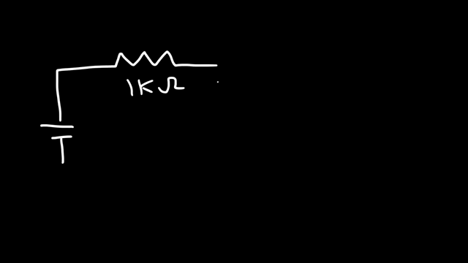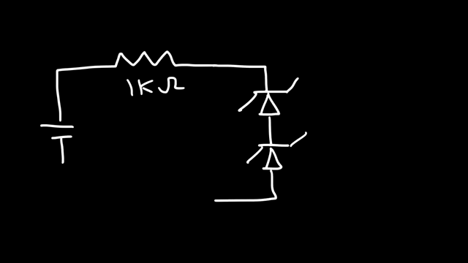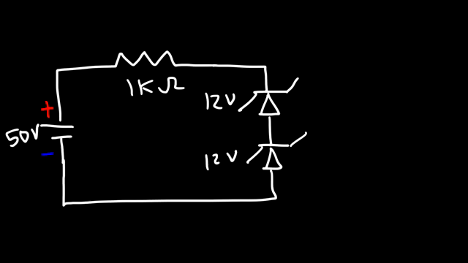Now there's a lot of other stuff that we can do. So here's another circuit. Let's say we have a 50-volt battery, and let's use a 1 kilo ohm resistor again, but this time we're going to use 2 Zener diodes as opposed to 1. And let's say the rating for each Zener diode is 12 volts. So what is the current flowing in the circuit now?